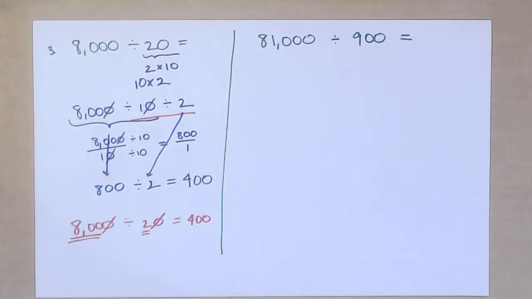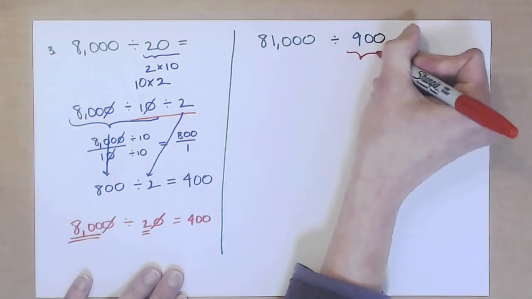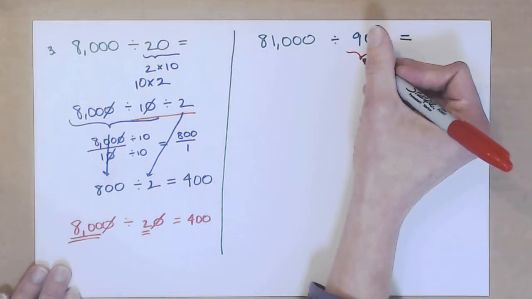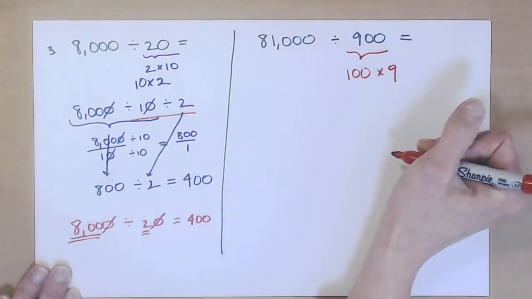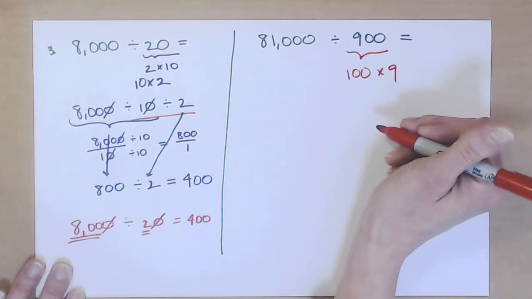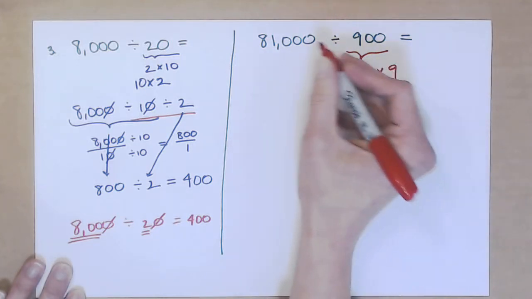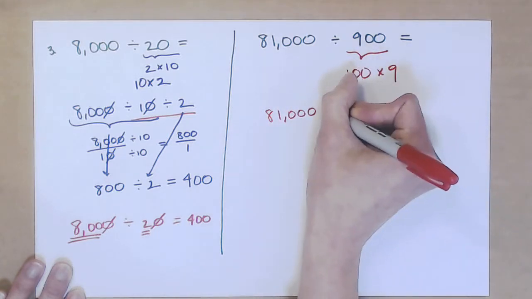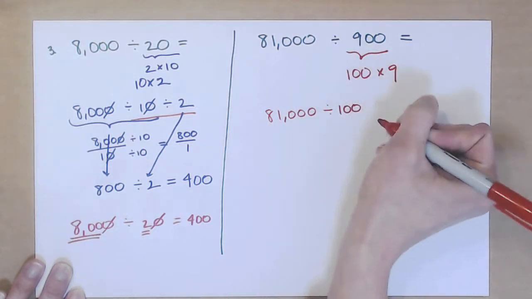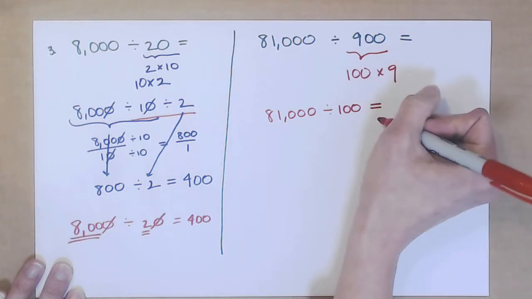Let's look at another one. 81,000 divided by 900. So again, what you're actually doing is breaking this 900 up into 100 times 9. So then you can divide first the 81,000 divided by 100.